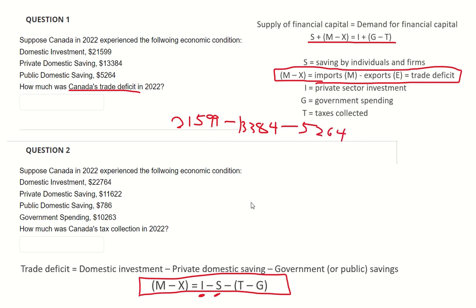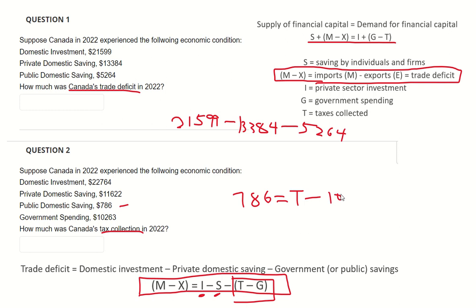Okay. Number 2 is asking how much tax is collected. This has a lot of information, but we're going to go off this little piece over here. We said the public saving equals your tax revenue minus your government spending. We know what the public saving is: 784 or 86. That equals your tax revenue or tax collection, which we're looking for, minus your government spending.